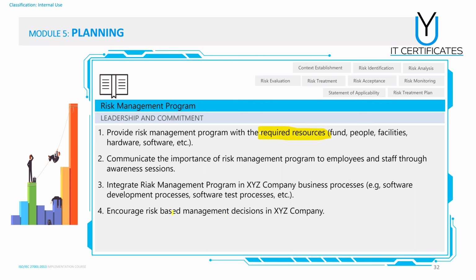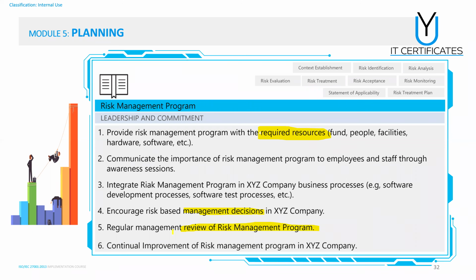Also, we have to encourage risk-based management decisions. For any management decision, we have to understand what the risks are and what consequences can happen if we take this decision or if we do not take it. And finally, of course, we have to review the risk management program to see if it's effective and able to achieve its objective. These are the points of leadership, management and commitment for the risk management program.